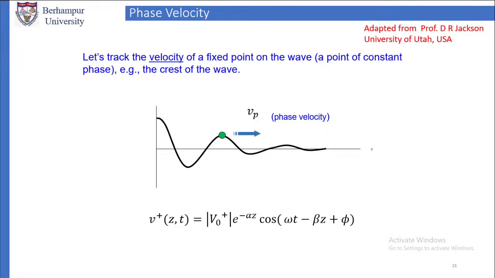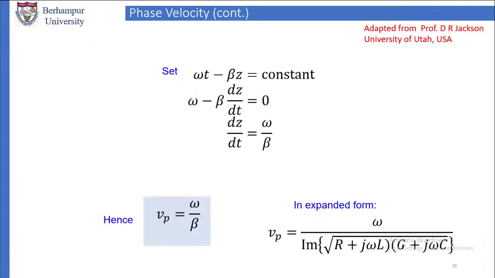Now, if we consider that, then let us write V plus of z,t is equal to V0 plus exponential minus alpha z into cos of omega t minus beta z plus phi, where phi is the phase. Now from this we will see that as the position changes, or as the time passes, what is going to happen.